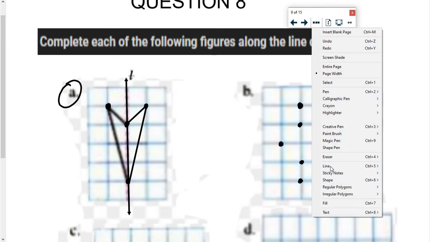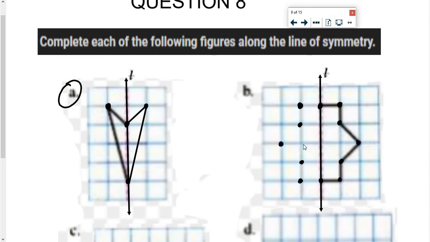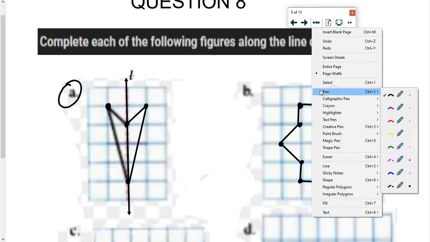Then take a scale, draw the other half. In this case, you're going to draw this way, that way. Then you go this way. And then you go that way, this way, and then this way. You see? So you can see that this half is the same as the other half. And therefore, line L is the line of symmetry.